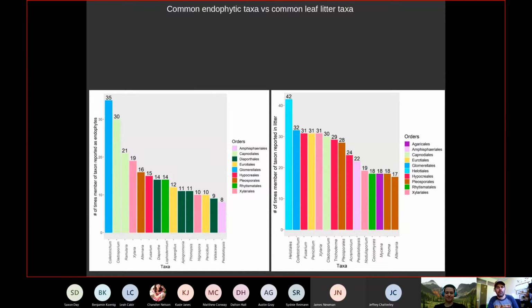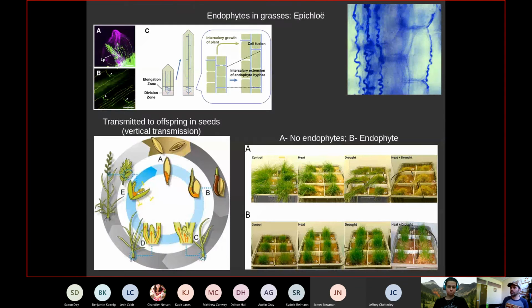Now, plants, it can go either way. And in particular, the only ones that we know of that are vertically transmitted are grasses. Okay, so grasses do endophytes differently than all other plants. And they're very specific on what endophyte they have. It's this genus called Epichloë. Okay. And it spreads throughout the entire plant, and it makes it into the seed as it's developing. And so grass seed comes prepackaged with Epichloë in it.